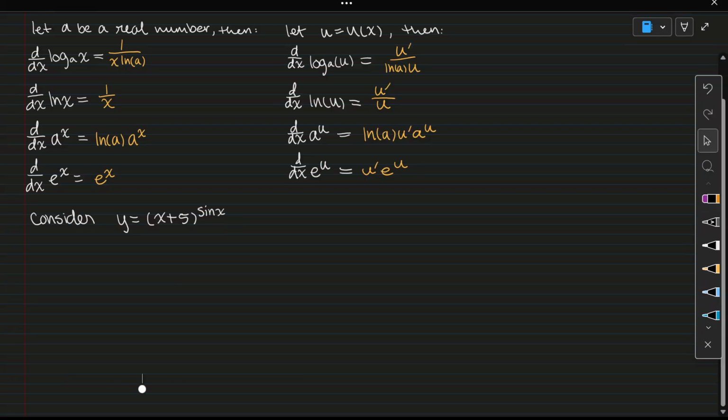Okay, so we're going to consider a function like this, y equals x plus 5 to the sine x. I can't differentiate this using product rule or quotient rule or power rule or anything like that. There's really nothing I can use here to differentiate this. But what I can do is use the rules of logarithms to help me make this into something I can differentiate. So the first thing I'm going to do is take ln of both sides.